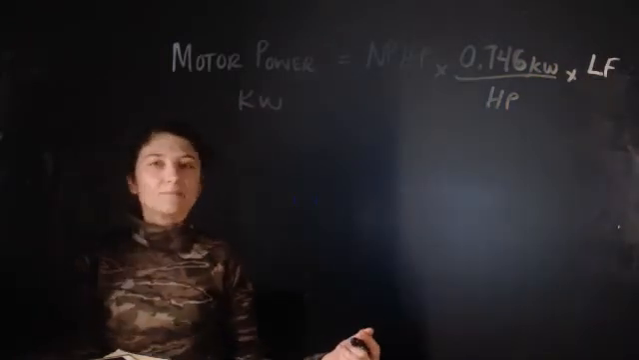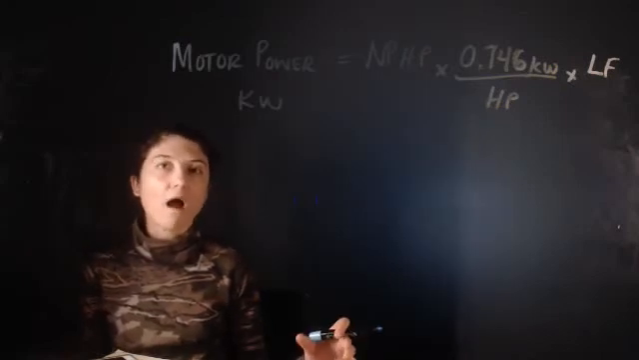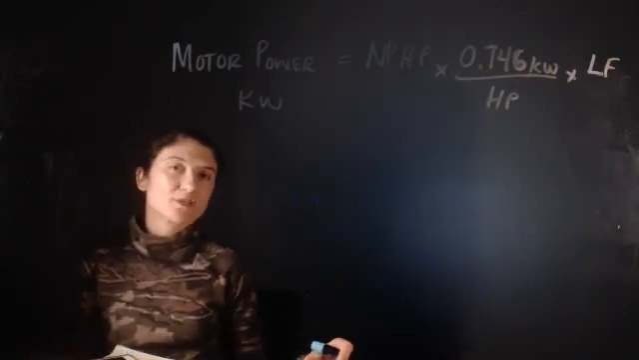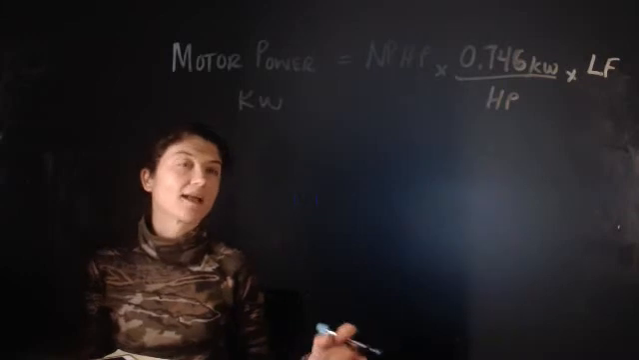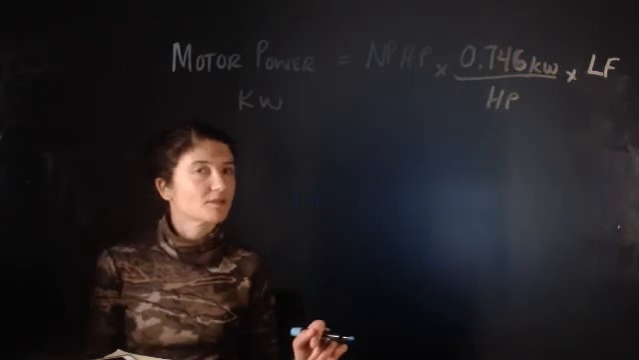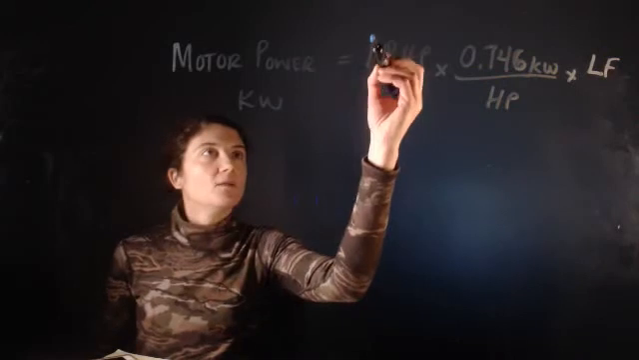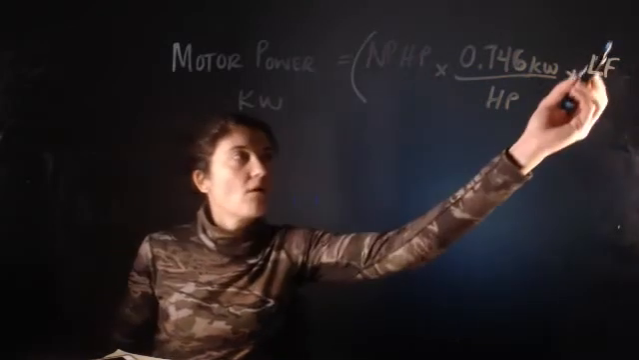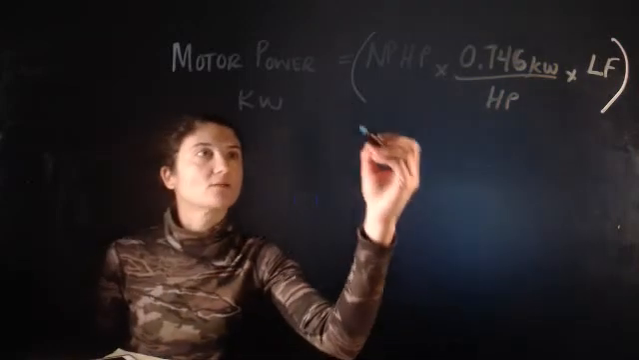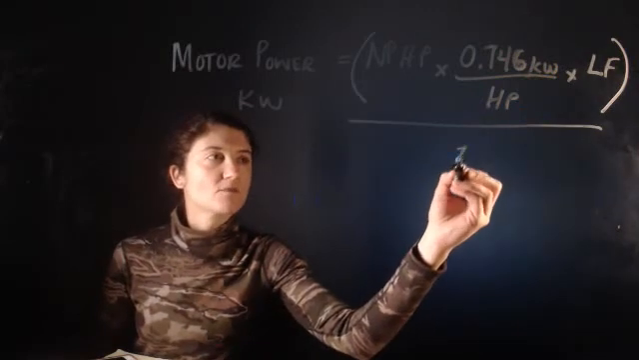Load factor is kind of tricky because it involves understanding the ratio of how much load the motor is actually under versus how much it could be loaded at. So load factor can be a little tricky and probably the most difficult to determine when trying to calculate motor power. We're not done with the equation. You need to take all of this information, the nameplate horsepower times the conversion factor times the load factor, and divide it all by the efficiency of the motor.